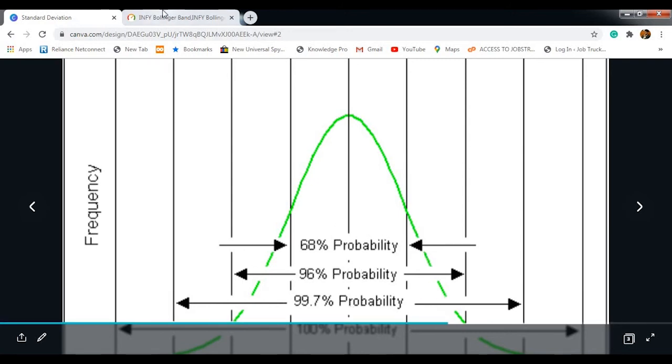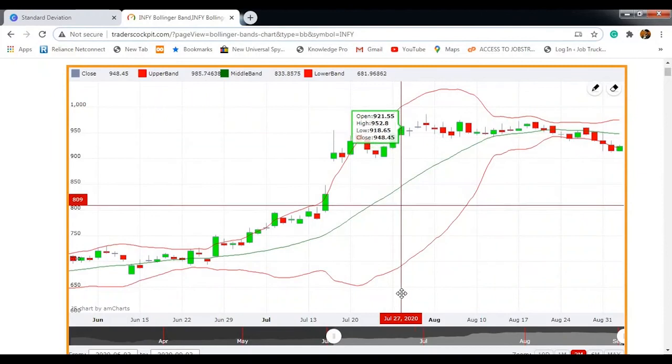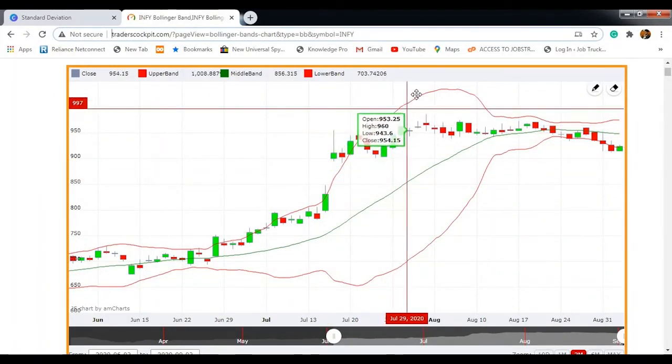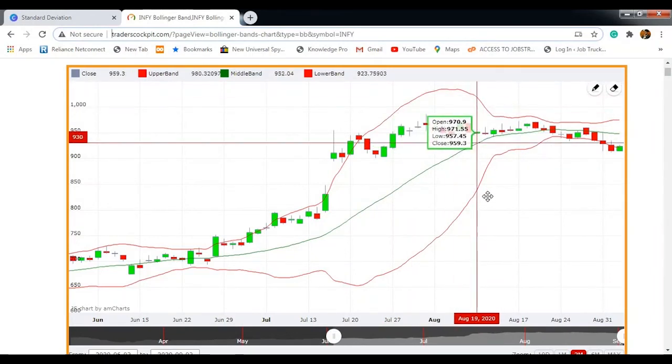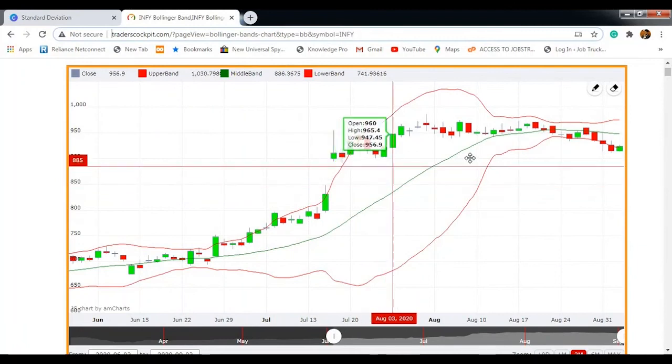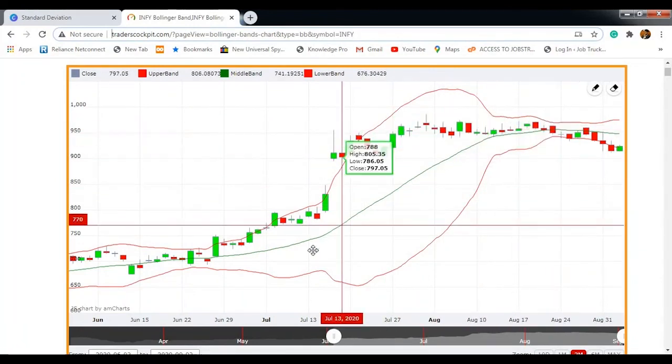So that is exactly how it is in the stock market, okay? There will be an upper band and there will be a lower band. These are Bollinger Bands, okay? These are two factors in the standard deviation as well. The upper band is the positive deviation and the lower band is the negative deviation.